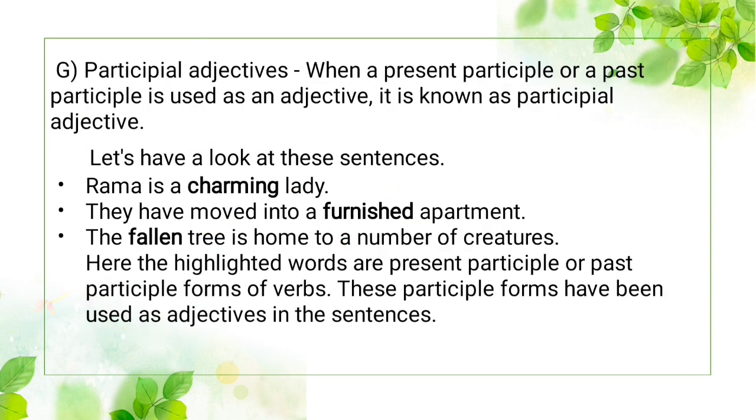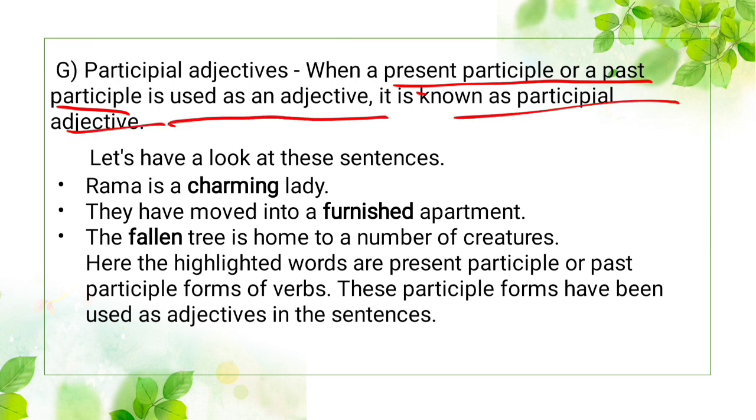Next type is participial adjectives. When a present participle or a past participle is used as an adjective, it is known as a participial adjective. Let's have a look at these examples. First one is Rama is a charming lady. Next one is they have moved into a furnished apartment. Next one is the fallen tree is home to a number of creatures.